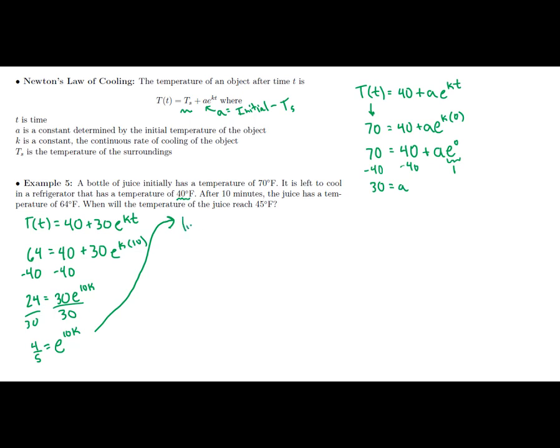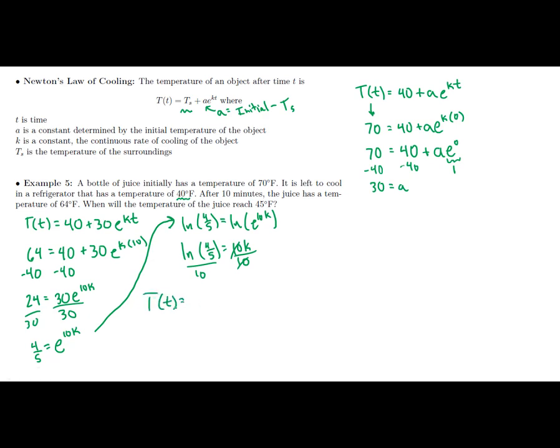So if I take the natural log of 4/5 and the natural log of e to the 10k, we end up with 10k is equal to the natural log of 4/5. So dividing by 10 on both sides, we figure out what our k is. So overall, we now know our function, right?